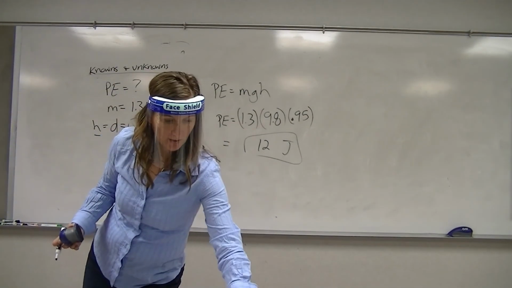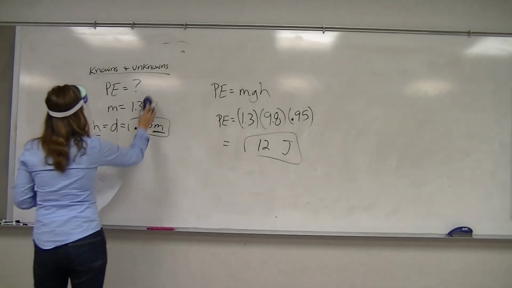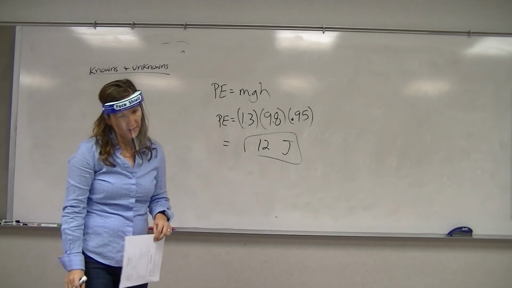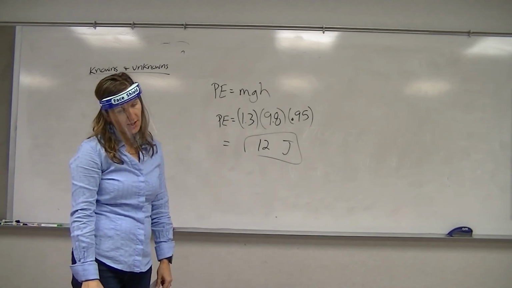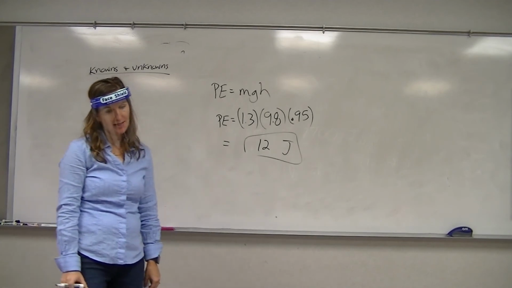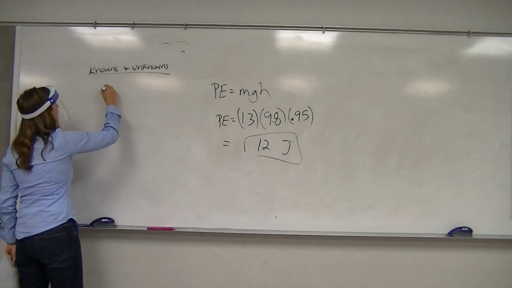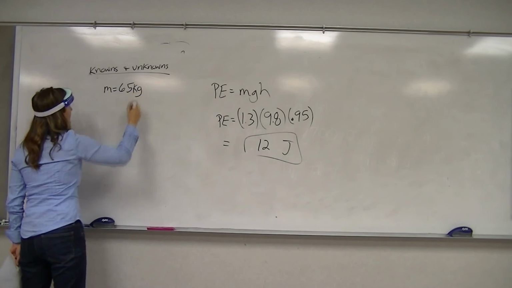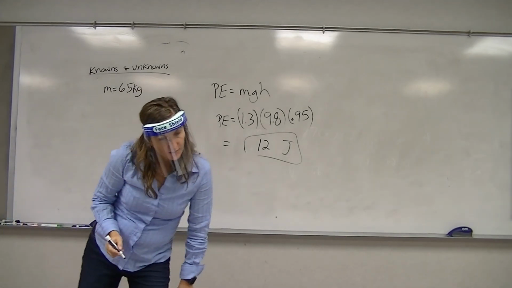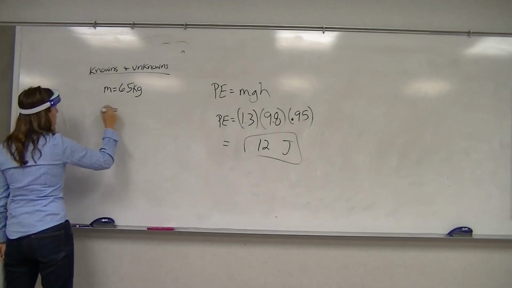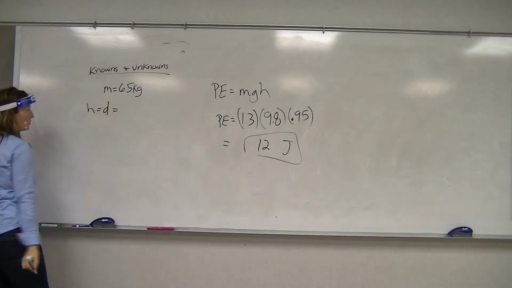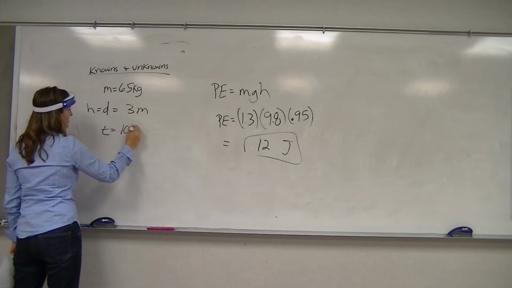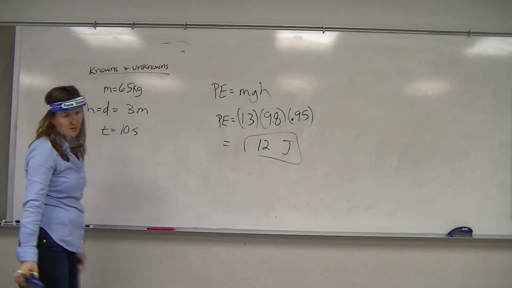We have one last problem, and it's a power one. So we have a 65 kilogram person climbing stairs 3 meters high in 10 seconds. So mass is 65 kilograms, 3 meters high, 10 seconds. So the distance or the height, depending upon what equation I'm using, is 3 meters, and the time is 10 seconds. I think that's all it's given.